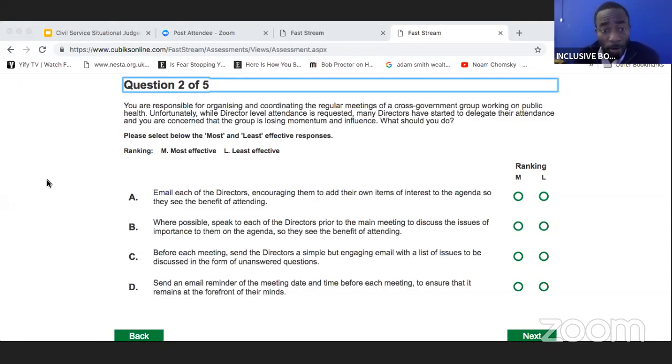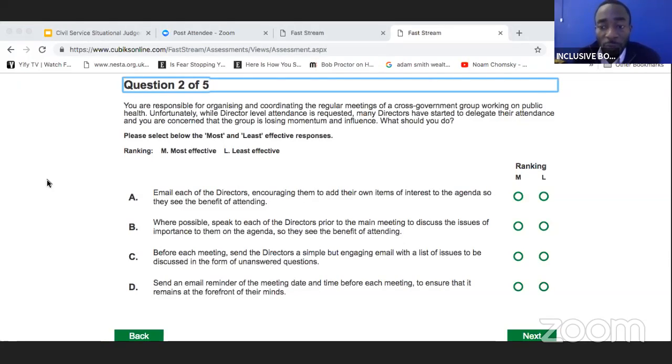B says, where possible, speak to each director, meaning it addresses the main concern as to them dropping off or delegating their attendance to other people. By speaking to them, you have the chance to help them understand the importance of the meeting, which may convince them to see why they should be there instead of delegating, and to understand the benefit of them actually being there and why they're required.